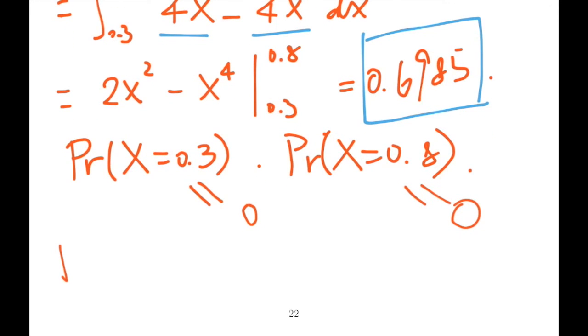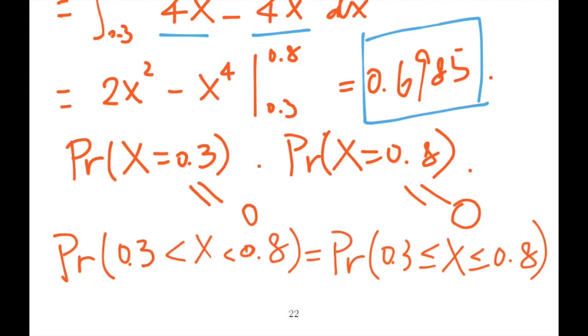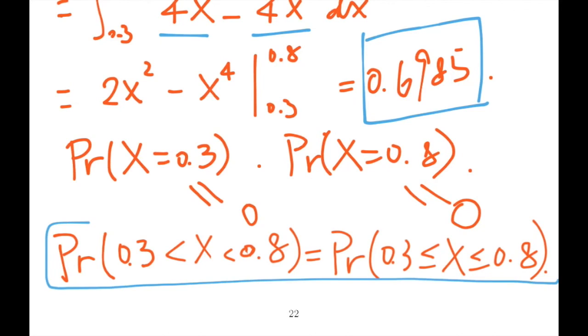That means the probability of x strictly between 0.3 and 0.8, there's no equal sign here, will be equal to the probability of 0.3 less than or equal to x less than or equal to 0.8. So there's no difference between those two quantities. Alright, this is a problem on the continuous random variable.